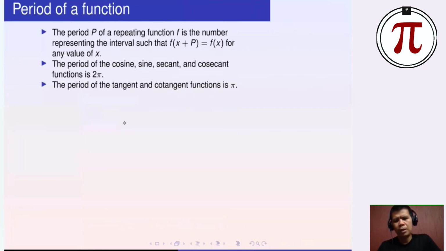So what do we mean by a period of a function? The period P of a repeating function f is the number representing the interval such that f of x plus P equals f of x for any value of x. So it's always repeating. Every P, it repeats itself.